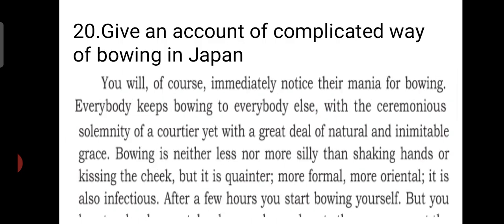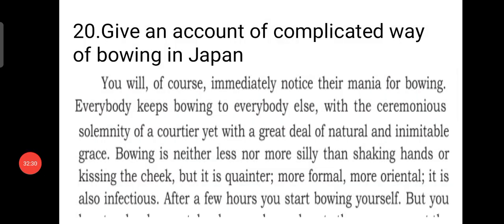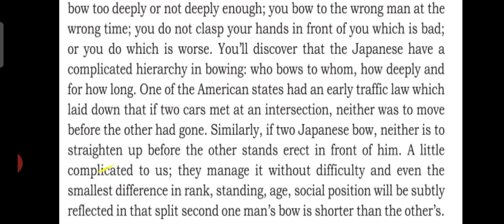The last question we'll go through today is, give an account of the complicated way of bowing in Japan. So you know, they have a very complicated way of bowing. There's a mania for it. Mania means a kind of madness in bowing. Everybody keeps bowing to everybody else, okay? You don't know whom to bow and whom not to bow. But Japanese people know. They have a kind of rank system in bowing. Who has to bow to whom?